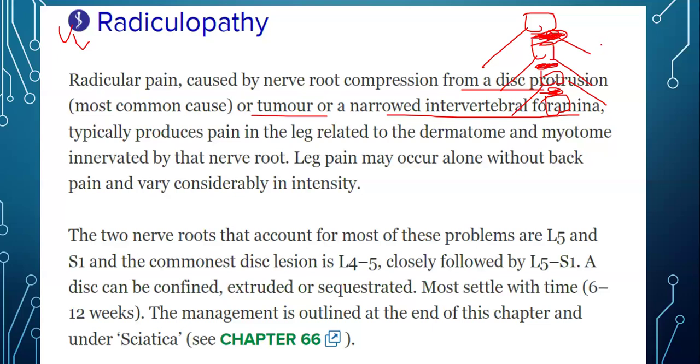Like, let's say the left L4 nerve root is getting pinched. You know that L4 supplies the medial part of the leg. So the patient will complain of pins and needles or tingling numbness sensation on the medial part of the left leg. Okay, so that's radicular pain.